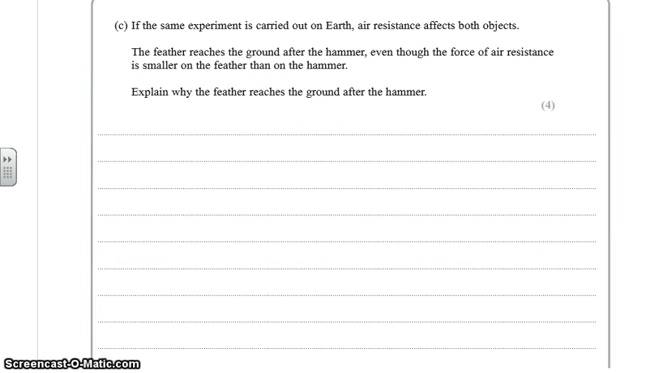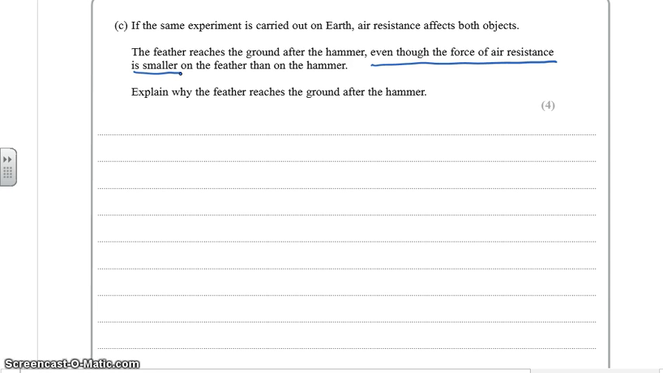Part C, they're asking why, if you did the same experiment on Earth, the feather would reach the ground after the hammer, even though the force of air resistance is smaller on the feather than on the hammer. Explain why it reaches the ground first. The first thing that maybe needs explaining is this bit here.